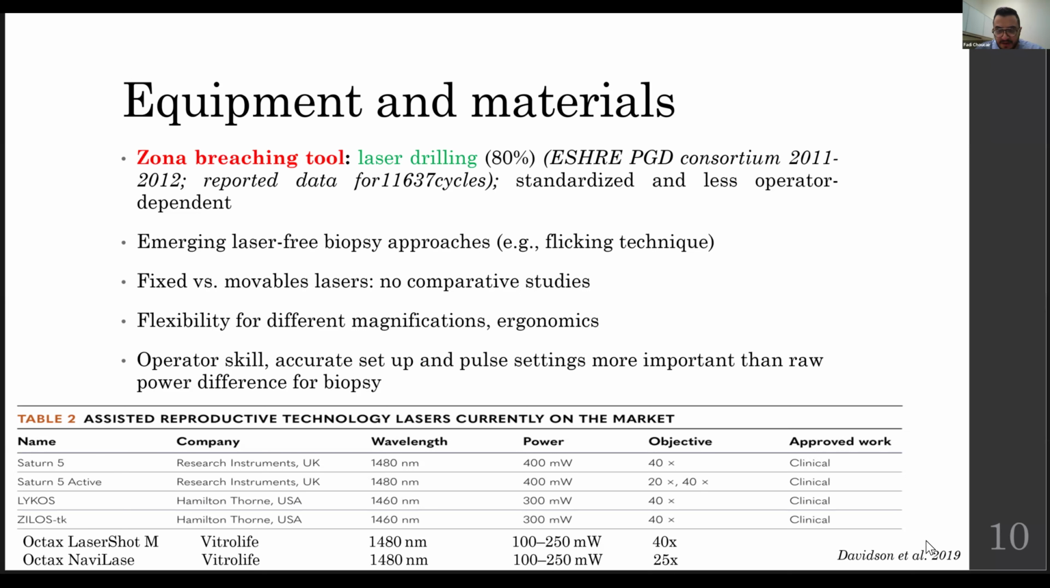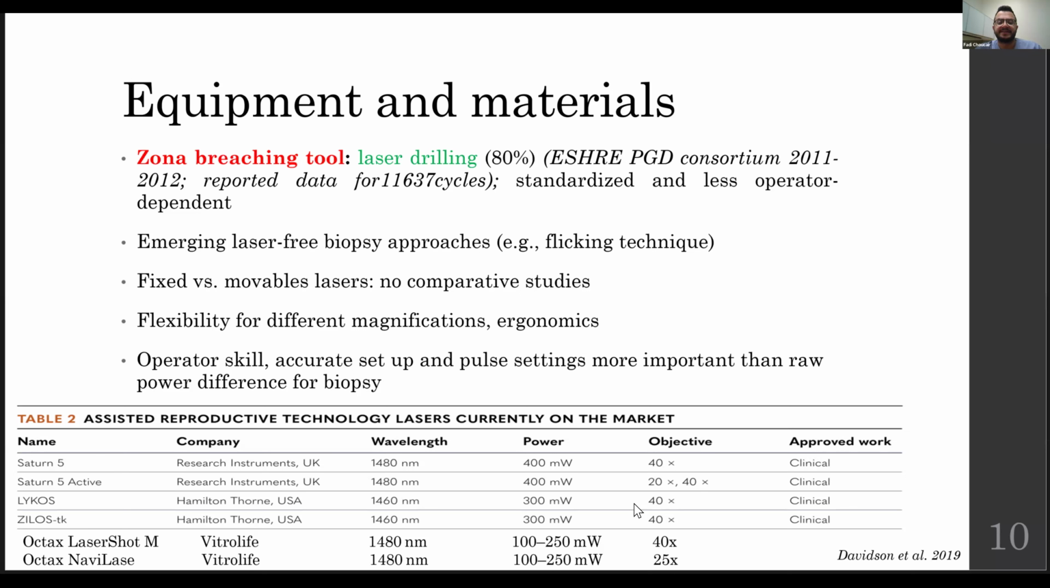As we see here in the table, there are several laser systems commercially available for clinical use. While both fixed and movable lasers are in use, there are no comparative clinical studies to determine superiority. So both of them perform similarly, fixed or movable laser. And we can see some of the commercially available ones work at different objectives, which is preferential for ergonomics. So there is flexibility of work, but the outcome will be the same.